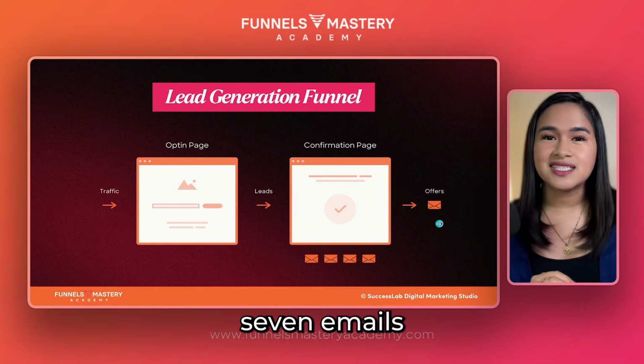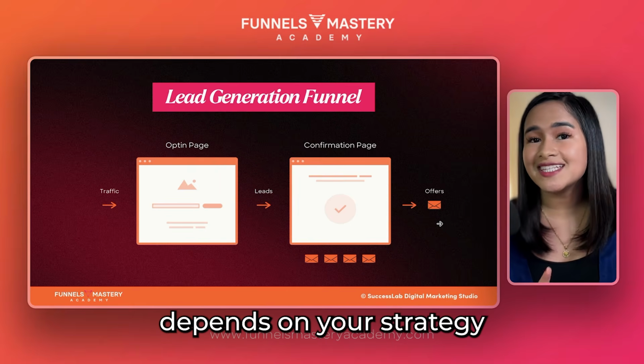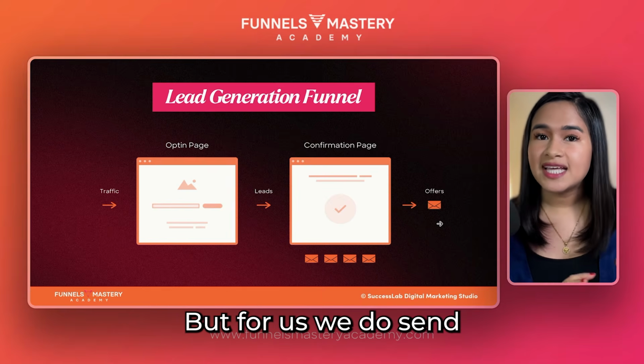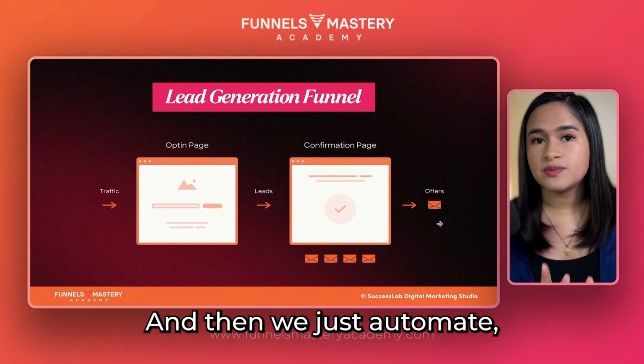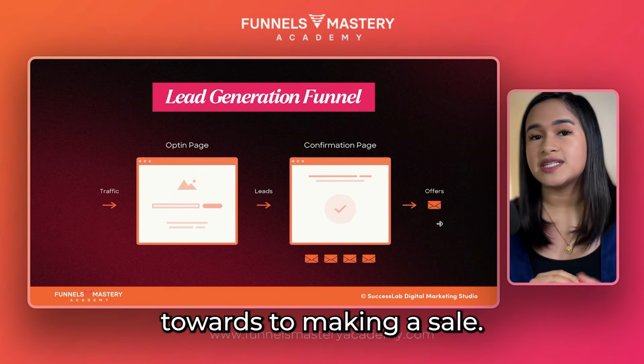So it could be like 7 emails spread into 3 weeks. So it really depends on your strategy and also on your client's preference. But for us, we do send the emails on the first 5 days after they opt in. And then we just automate other sequences to nurture them towards making a sale.